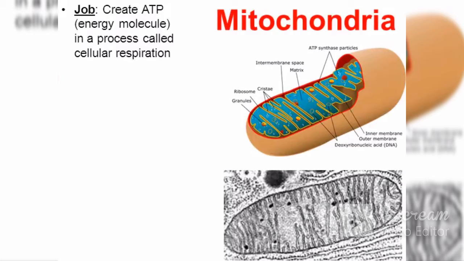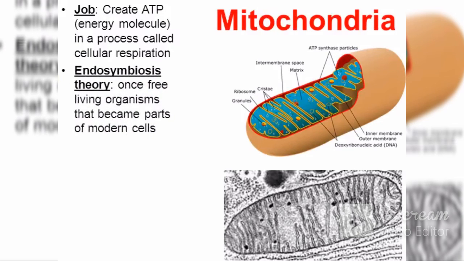So the mitochondria does a very important process known as cellular respiration. And during the process of cellular respiration, it will create an energy molecule by the name of ATP. ATP is a molecule used by your cells for energy. So the analogy is the mitochondria is kind of like the battery of your cells.